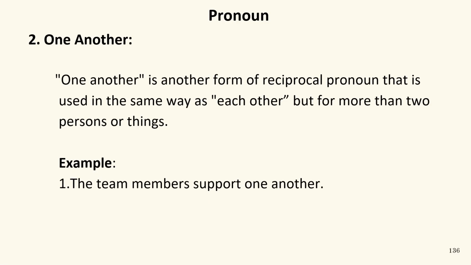Now, one another is another form of reciprocal pronoun that is used in the same way as each other, but for more than two persons or things. Now, if we talk about more than two persons or things, we use one another. For example, the team members support one another. So here there is a team in which some members are there. There must be more than two. So we are using one another.